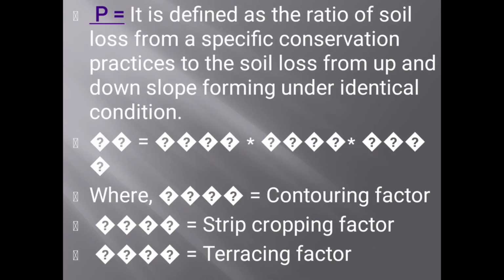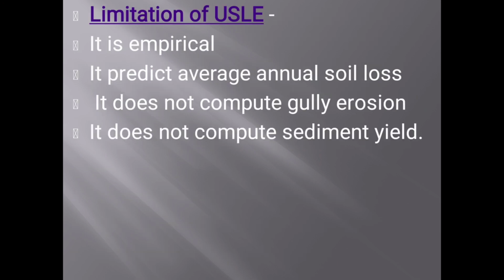P is defined as the ratio of soil loss with a specific conservation practice to the soil loss from up and down slope farming under identical conditions. The contouring factor and strip cropping factor are the main factors involved in the P factor.